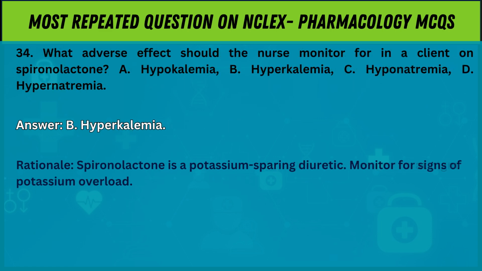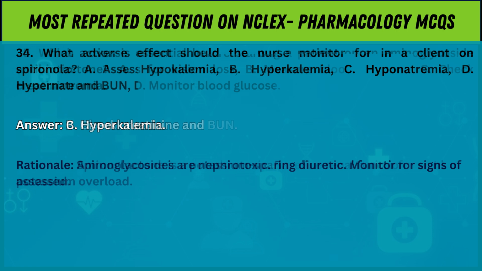34. What adverse effect should the nurse monitor for in a client on spironolactone? A. Hypokalemia. B. Hyperkalemia. C. Hyponatremia. D. Hypernatremia. Answer: B. Hyperkalemia. Rationale: spironolactone is a potassium-sparing diuretic. Monitor for signs of potassium overload.